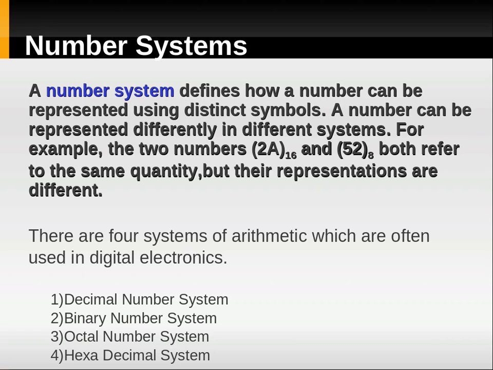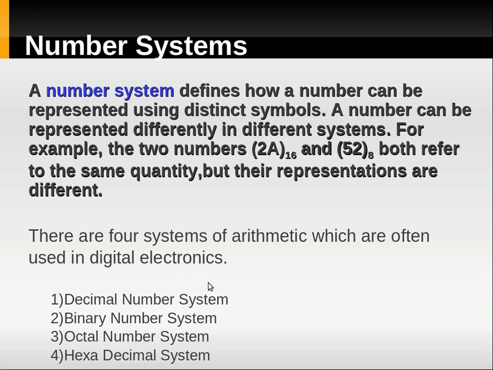The way of representing an operand, or the way of representing a value, is nothing but a number system. Here you can see an example: 2A, which is in hexadecimal format, and 52 in octal format. The value of these two would be the same, the quantity would be the same, but they are represented in different formats. That depends on the application you are using, right?